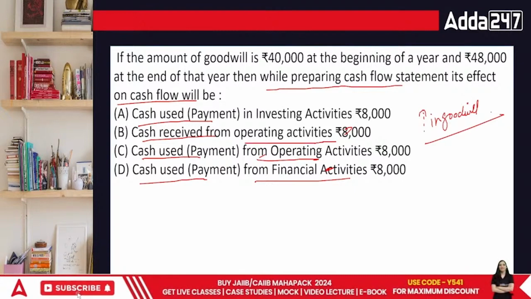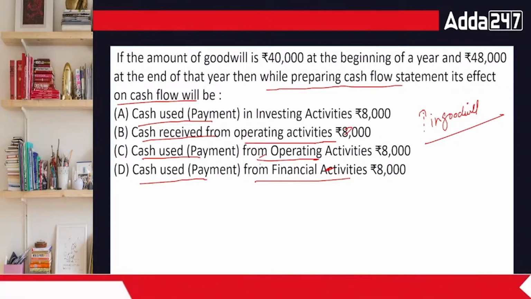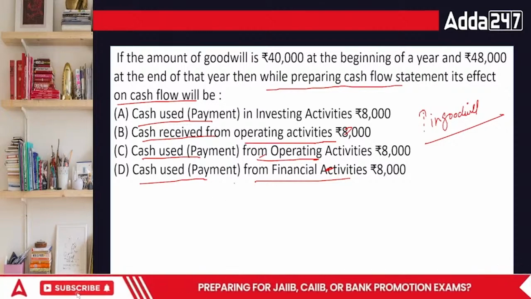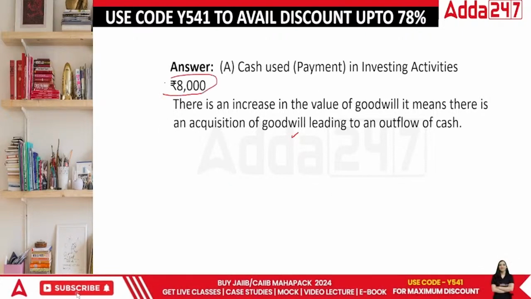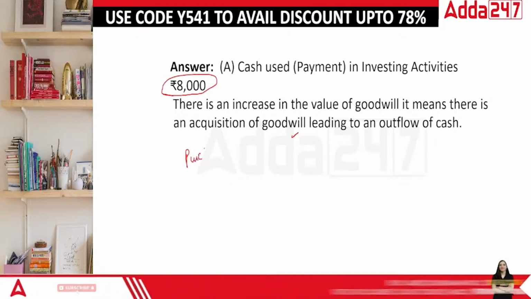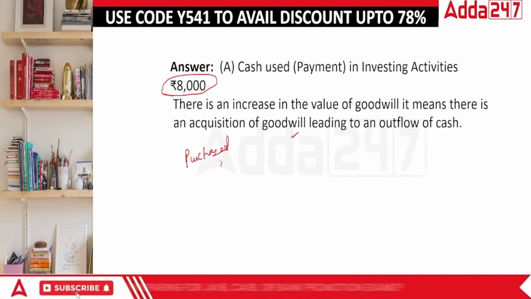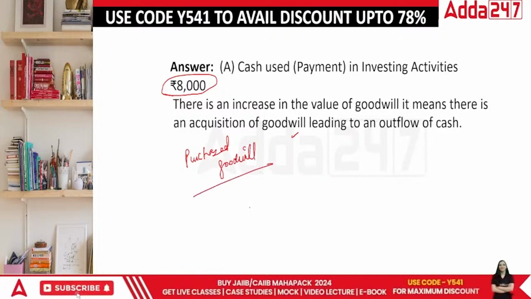So in this case, the correct answer is actually we use our cash from investing activities for our business. So cash payment in terms of investing activities, because obviously there is an increase in goodwill. That means if it is not stated, it is revalued, it is purchased goodwill. Purchased goodwill means we bought, right?